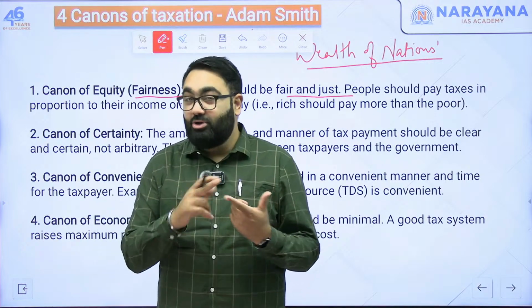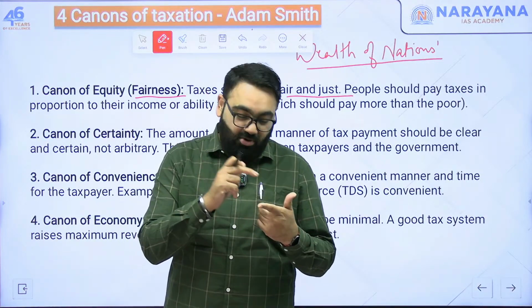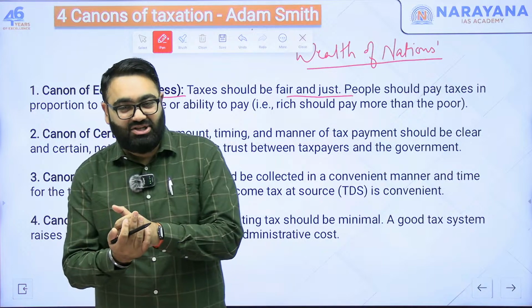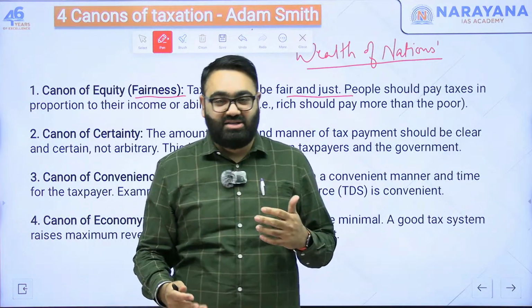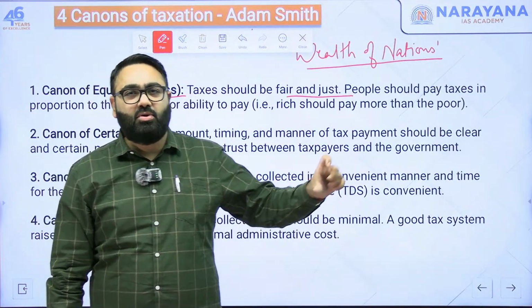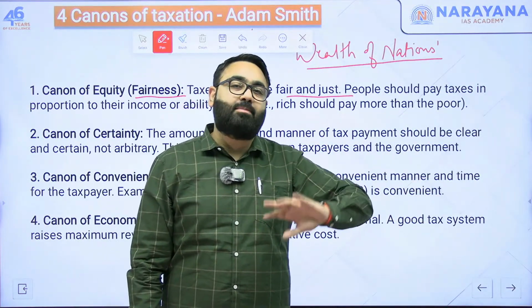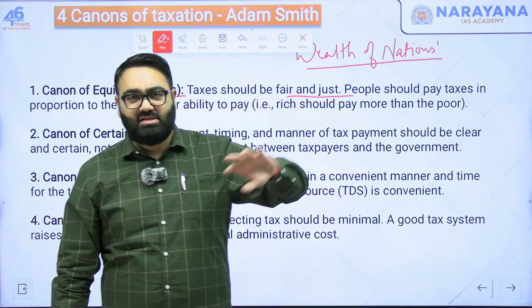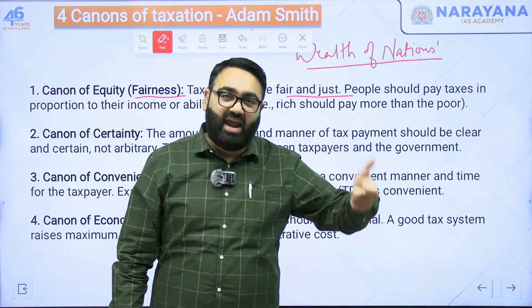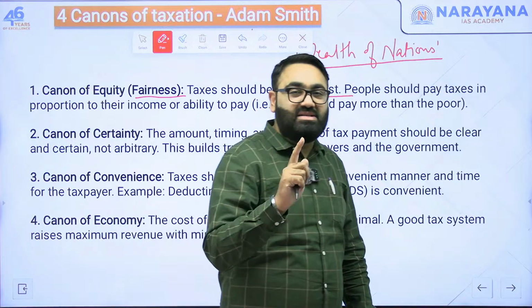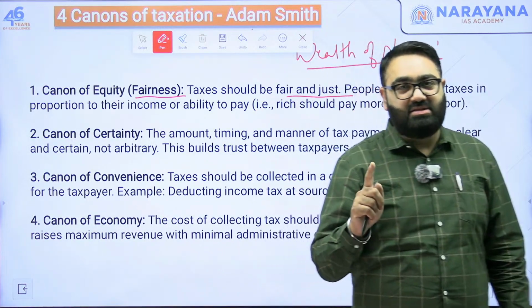what? There are 2 types of taxes, if you remember. There is progressive taxation, there is regressive taxation. So this is progressive taxation. In simple terms, the more you earn, the more you pay. Mr. Ambani would obviously, or should obviously, pay higher taxes than other people because he's earning more. So that is the principle of equity or fairness. So that is the first principle in the 4 canons of taxation.